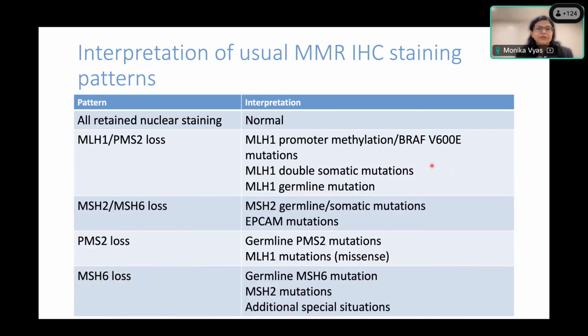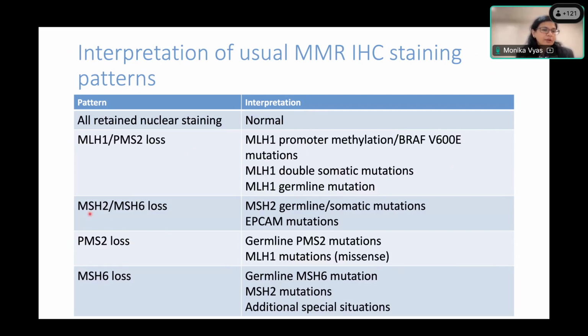So here's the interpretation of MMR IHC. Intact nuclear staining for all of the 4 proteins is interpreted as normal. When you have loss of MLH1 and PMS2, it's likely related to MLH1 promoter methylation or a BRAF mutation. So that's the most common scenario, and that is seen in sporadic tumors. You can also have double somatic mutations in MLH1, again a sporadic situation, and then you can have germline mutations of MLH1 as well.